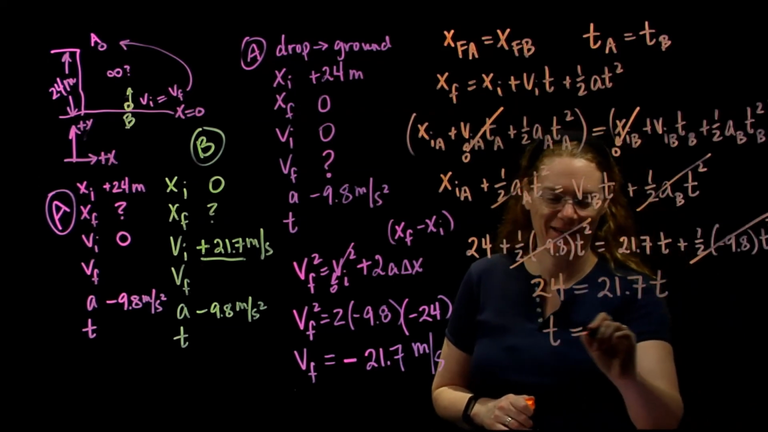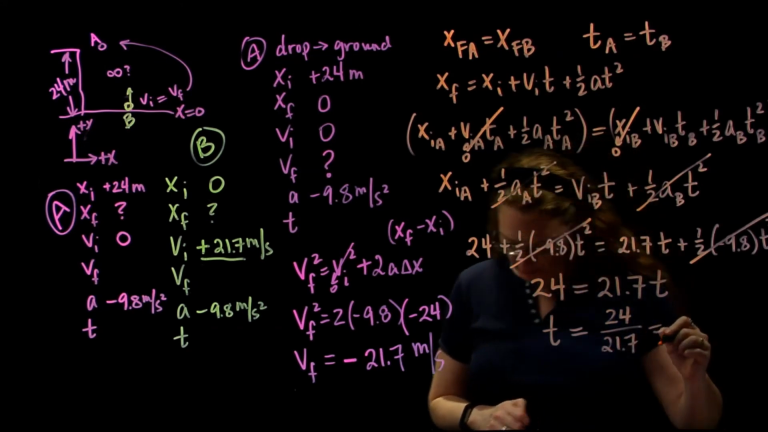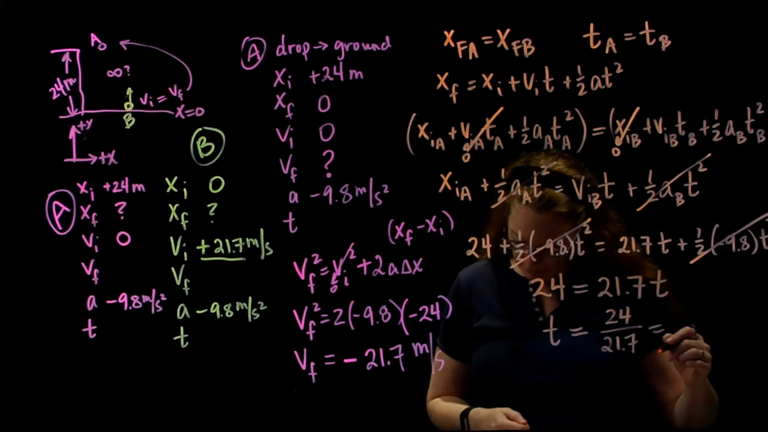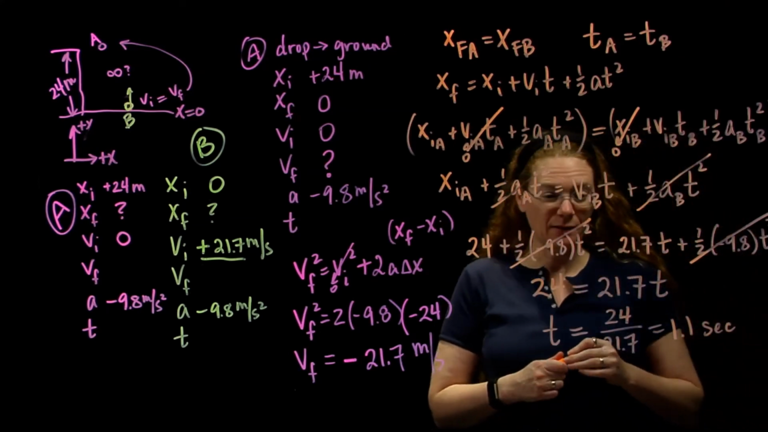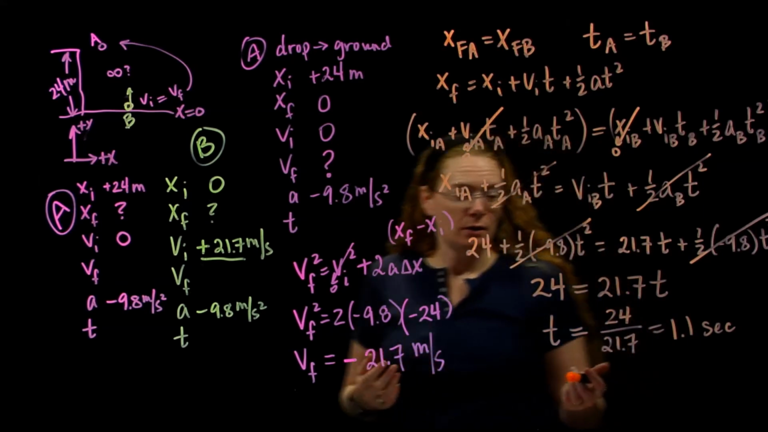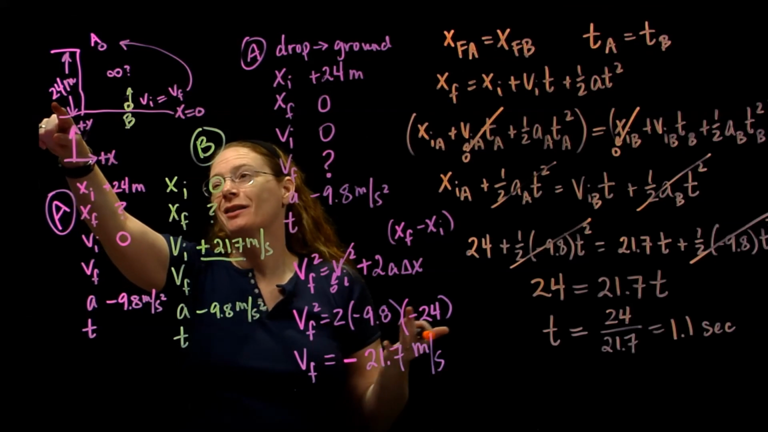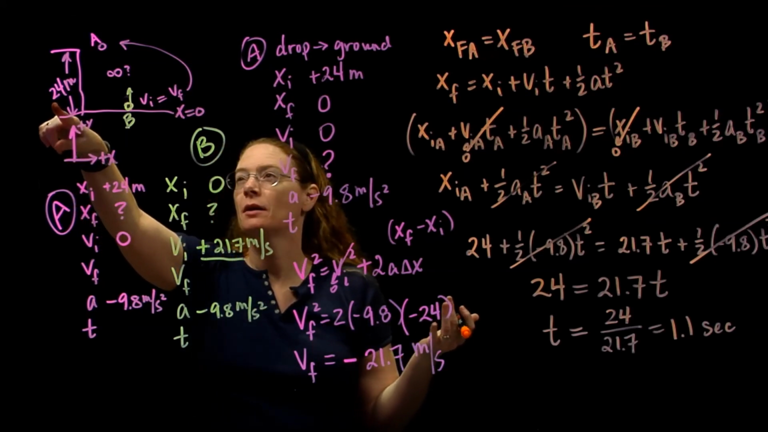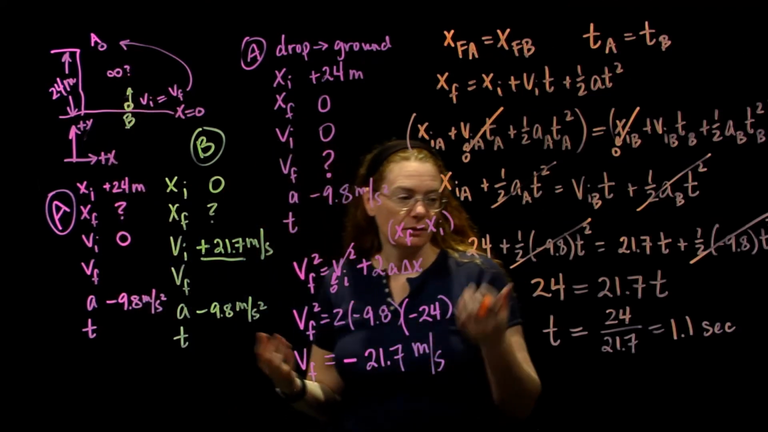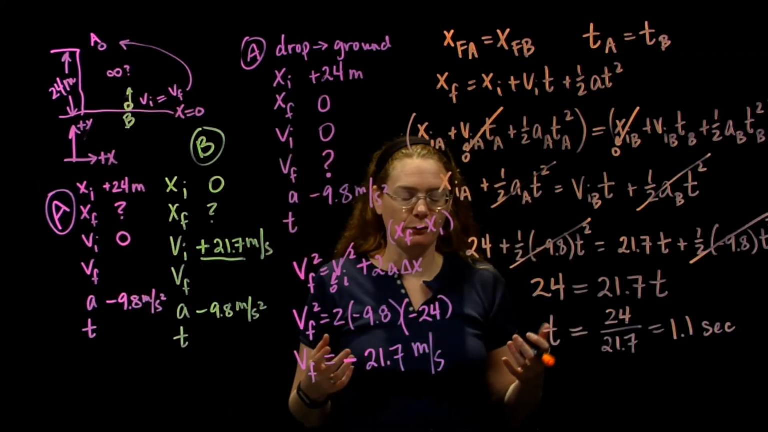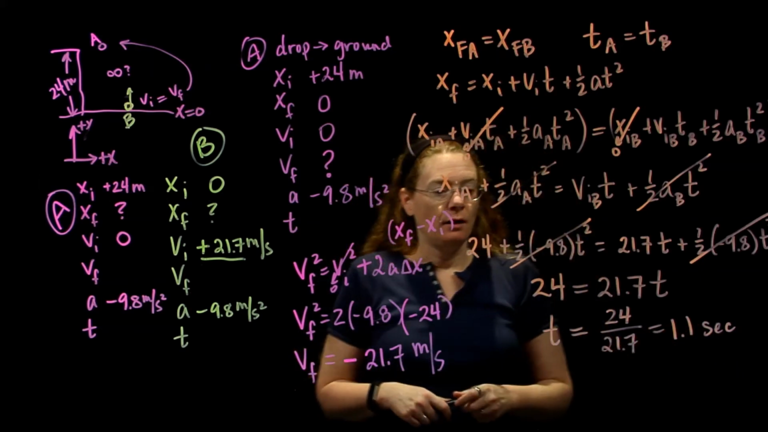So time is 24 divided by 21.7, which gets me, what do I get, 1.1? 1.1 seconds. Okay, is that reasonable? So 1 second for, okay, 24 meters, that's 25 to 30 feet. You're dropping this one, you're throwing the one up, a second, okay. If it was 30 seconds, I'd know it was wrong. If it was a tenth of a second, I'd know it was wrong. This seems reasonable.